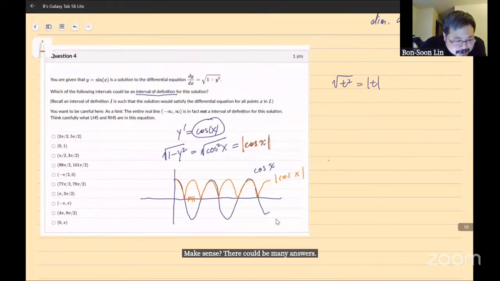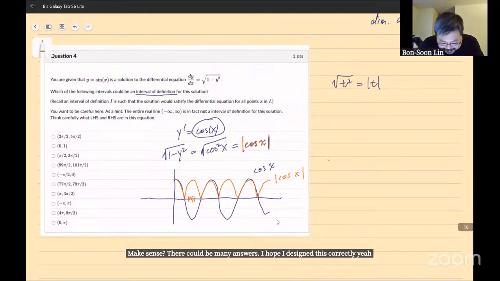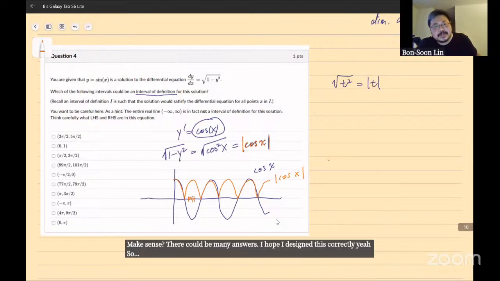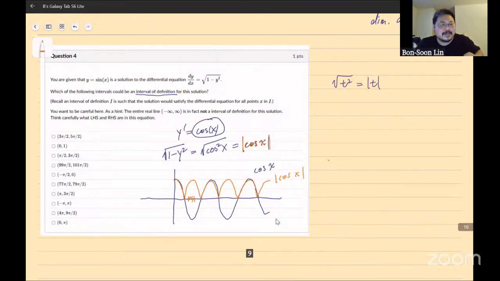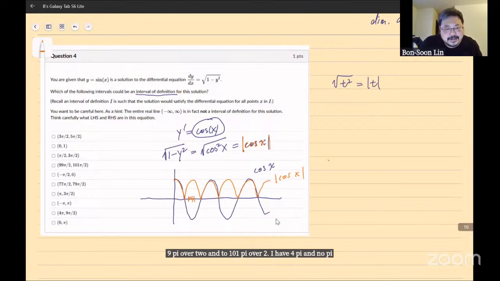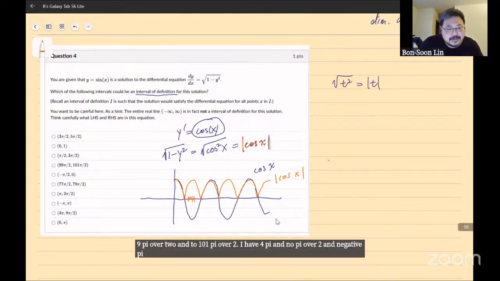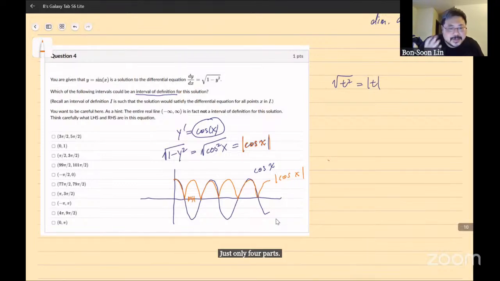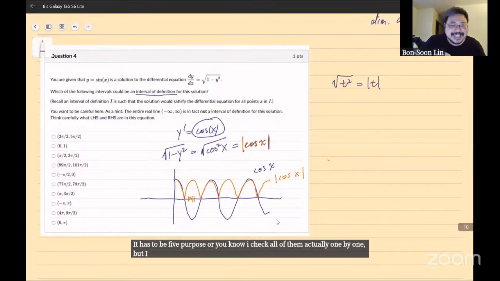I hope I designed this correctly. Let me check my answer. I have 0 to 1. I have 99 pi over 2 to 101 pi over 2. I have 4 pi, and negative pi over 2 to 0, and 0 to 1 as well. Just only 4 parts. I don't know how many there are, but you've got to find all of them. It has to be 5, professor. I checked all of them one by one, but I didn't get one of the choices.